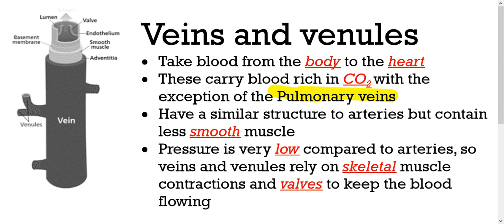The only exception here is the pulmonary vein. The pulmonary vein is the only vein in the body that carries oxygenated blood back towards the heart, and we'll talk about that more in a future lesson.